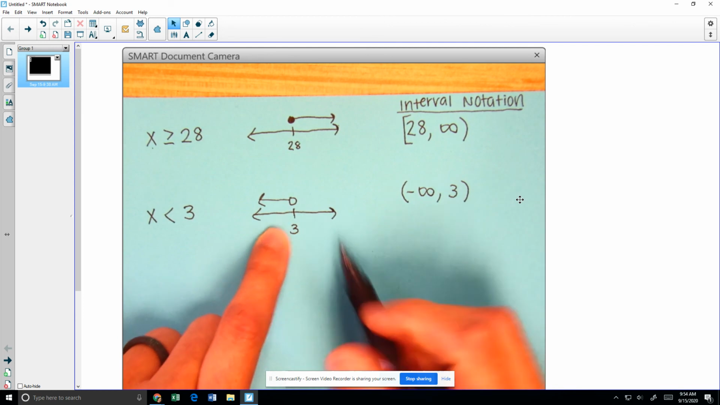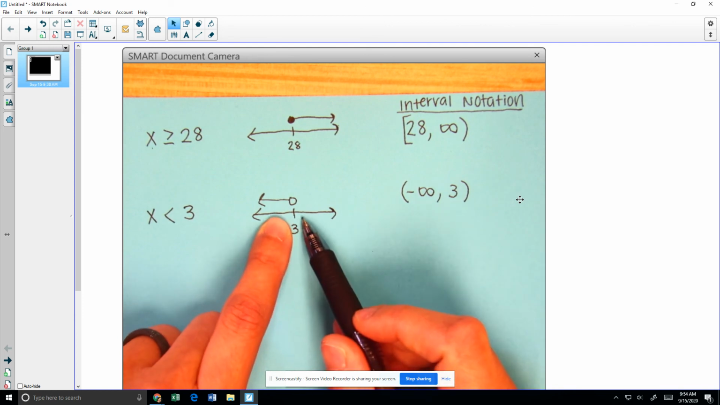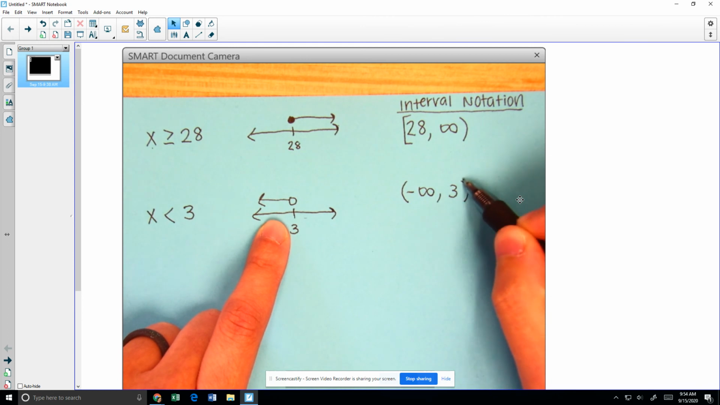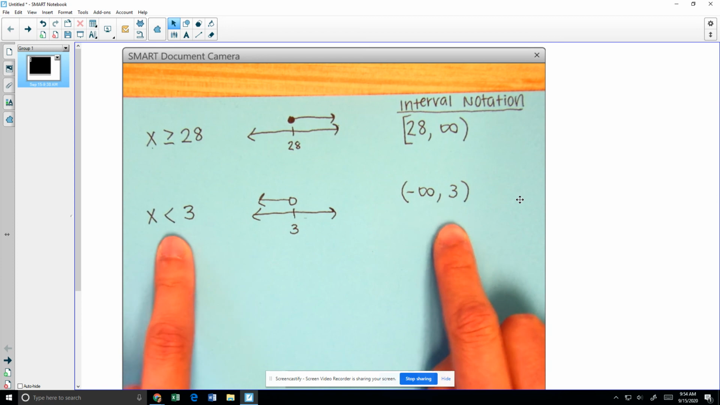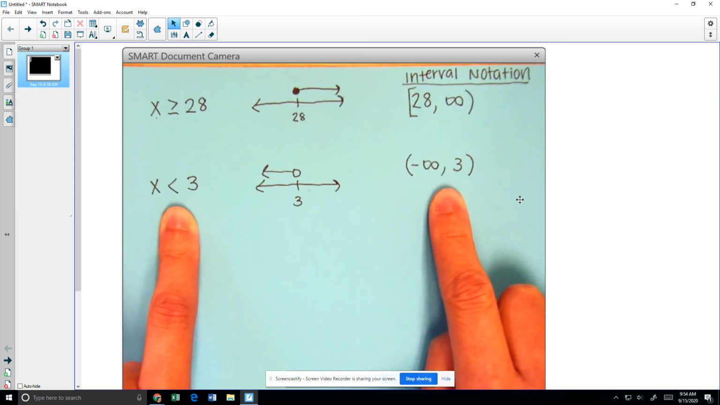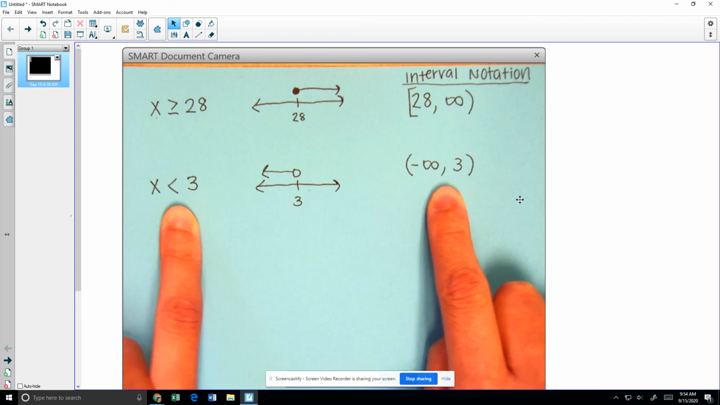Do you see how for this one, this answer does not include the 3? So it's not that specific. Like it could be 2.999999999, or maybe just 2.9. So if it's not specific, like it doesn't include that number, you always just put a parentheses. So this is what this answer would look like in interval notation. Okay, so let's just try 3 more and then we're done.